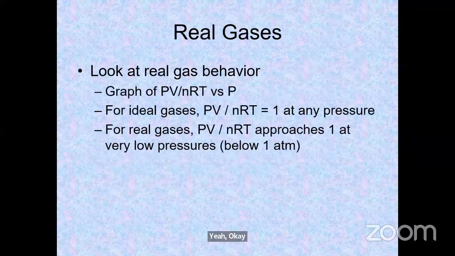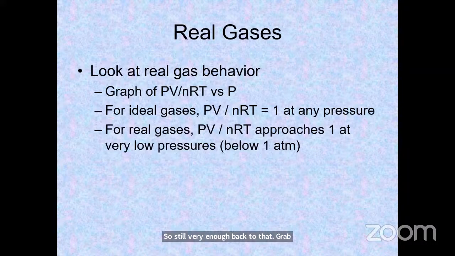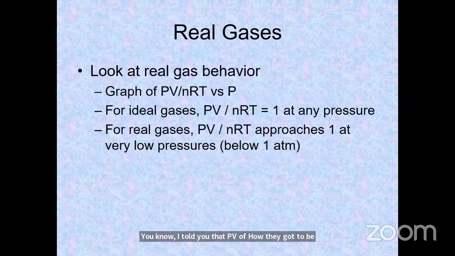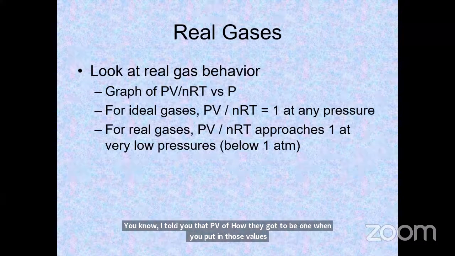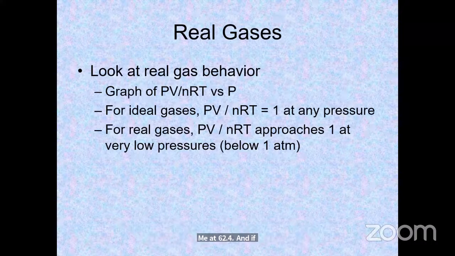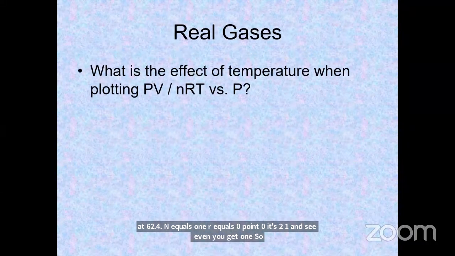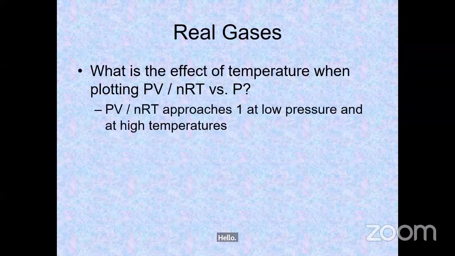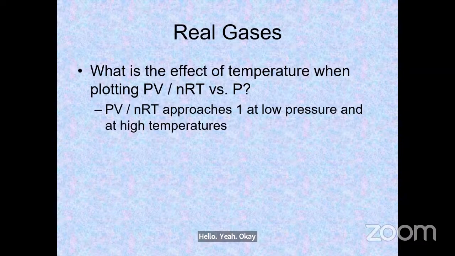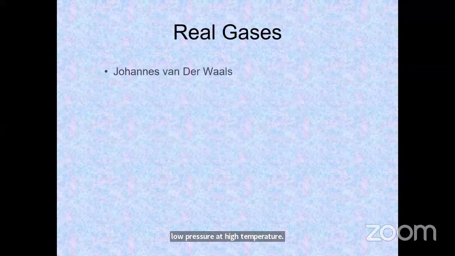So still referring back to that graph that we have seen, I told you how they got the 1 for PV over nRT when you put in those values. The value of P at 1 atmosphere, V at 22.4, n equals 1, R equals 0.0821, and T equals 273 Kelvin. You get 1. So this is just still trying to explain to us that at low pressure and high temperature, that is when the gas behaves towards the ideal situation, like we have seen in the previous slide.